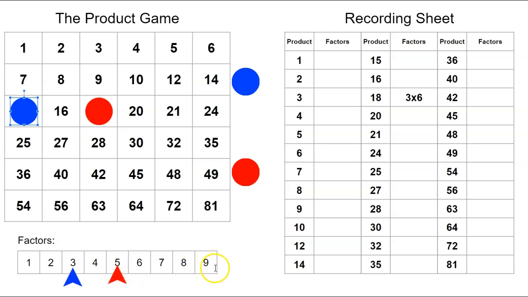Each player, in turn, moves an arrow and covers a product. If a product is already covered, the player does not get to cover a product for that turn. The winner is the first player to cover 4 squares in a row, up and down, across, or diagonally.